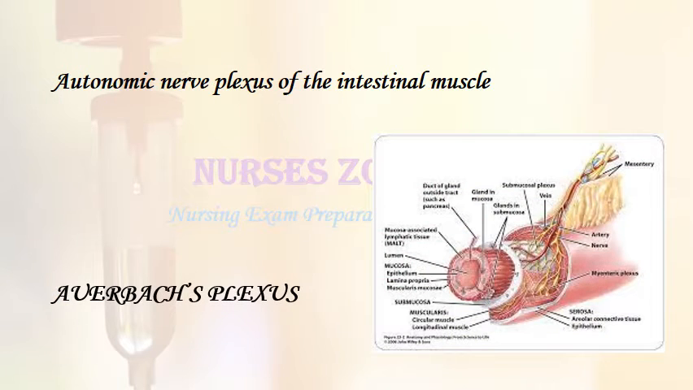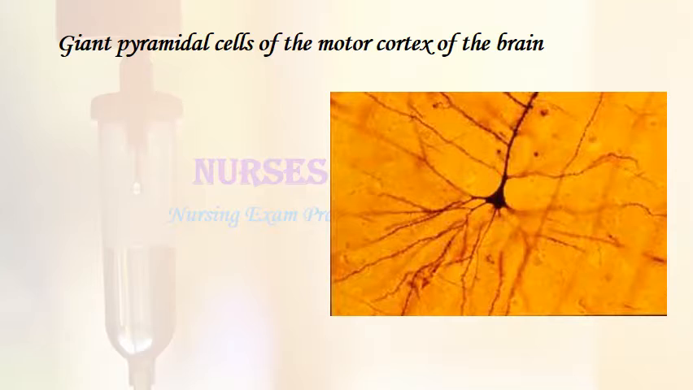Autonomic nerve plexus of the intestinal muscle: Auerbach's plexus. Giant pyramidal cells of the motor cortex of the brain: Betz cells.